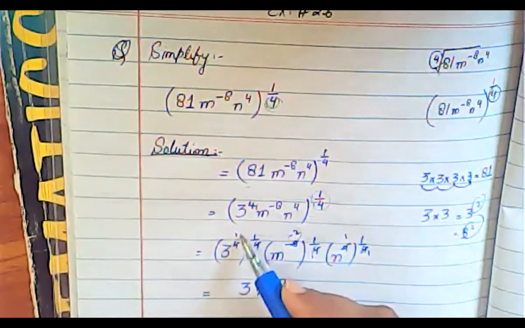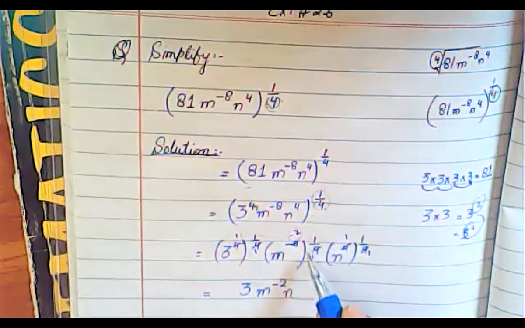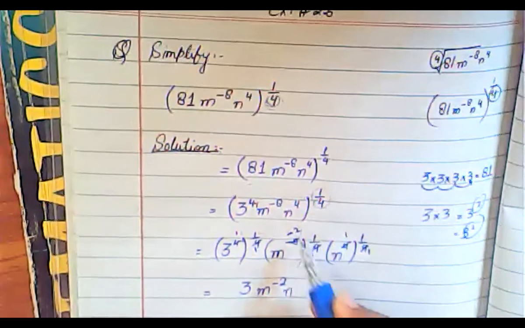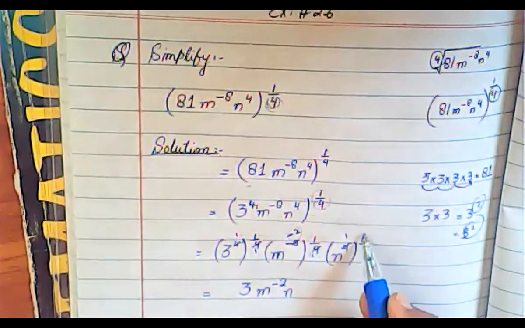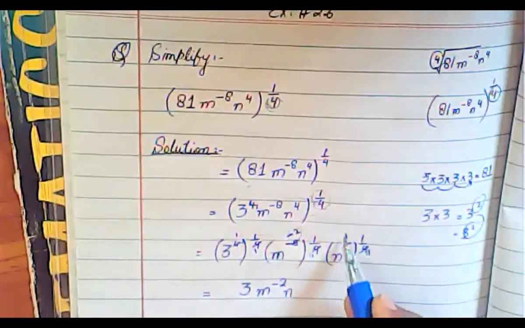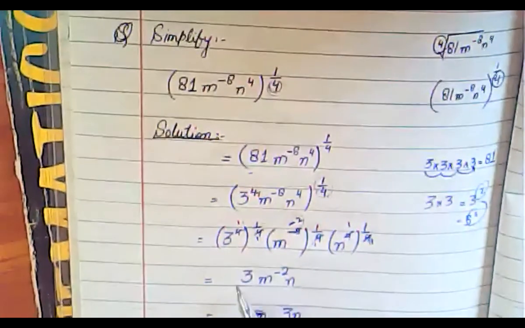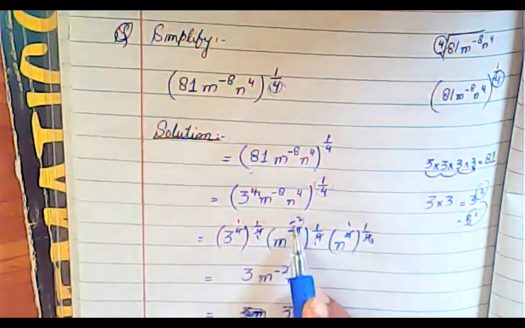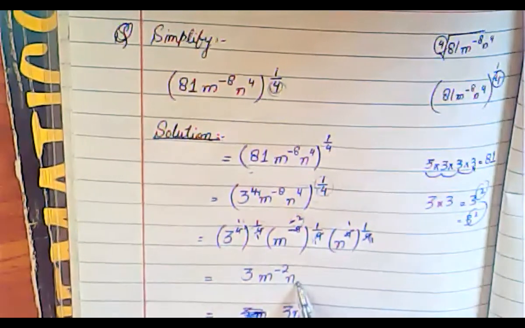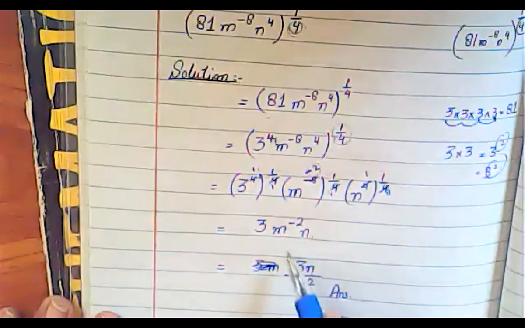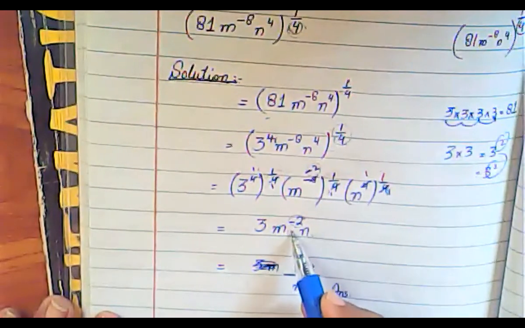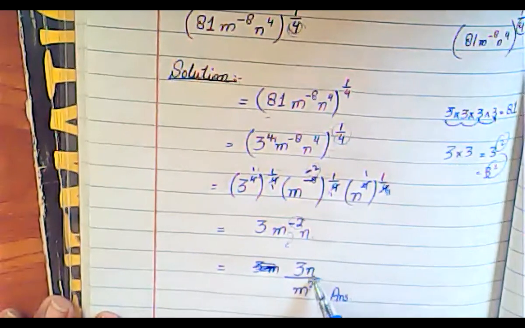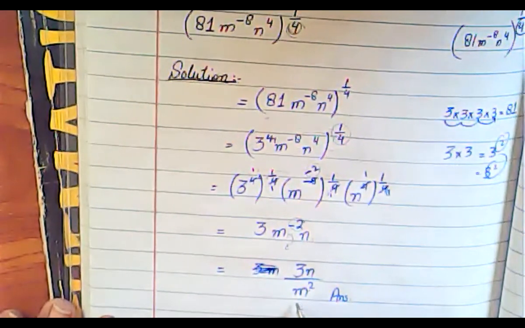4 into 1 is 4, 4 into 1 is 4, 4 into 2 is 8, and here you have minus 8, so answer will be minus 2. Okay, again 4 multiply by 1 upon 4, so 4 ones are 4. Now what will be left here? 3 raised to the power 1, so no need to write here 1. Then m minus 2, and that's it. Okay, so answer will be 3n. This is minus 2, so you will shift it towards the denominator, so it will become plus 2. So answer will be 3n upon m square. This is your final answer.